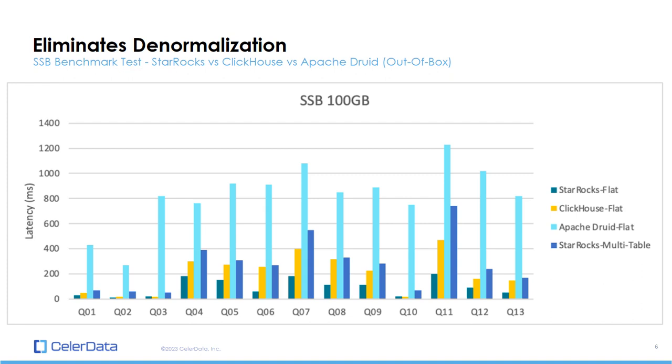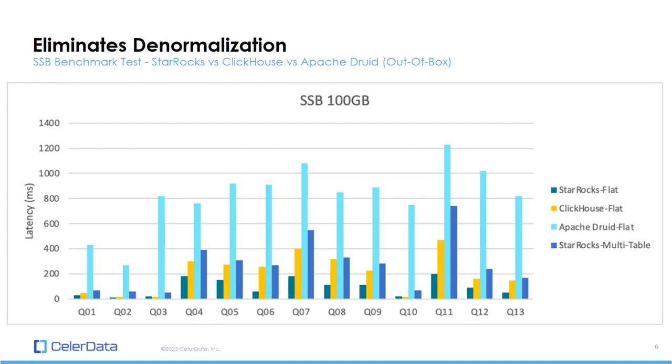But the key thing here is the multi-table test. To compare the multi-table result with the flat table result is really not a fair comparison, because no matter how you put it, join is still a very expensive job. And actually StarRocks multi-table performance, on the same queries with the same hardware resource, is faster than Druid's single table, and it's almost as fast as ClickHouse single table.